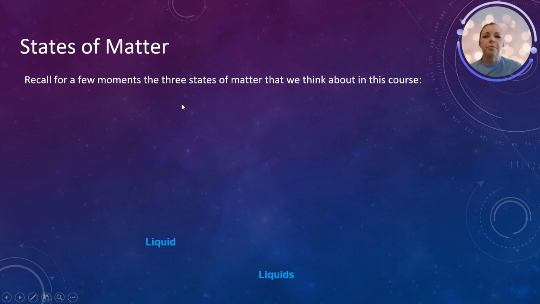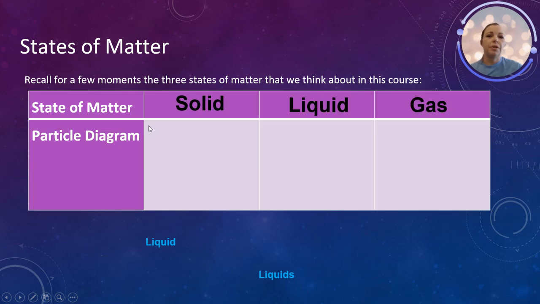Recall for a few moments that the three states of matter that we think about in this course are solid, liquid, and gas. Of course, in reality, there are more states of matter, but that's what we're going to focus on in this course. So particle diagrams look like this. A solid is tightly packed, close together.